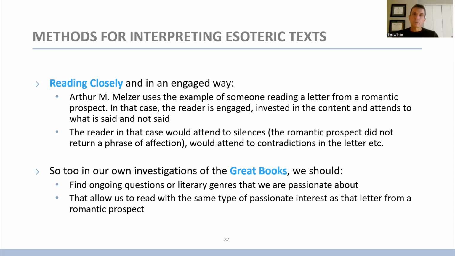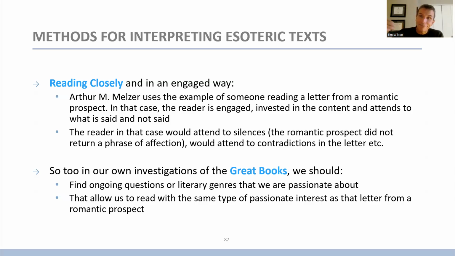So we're reading slowly, we're reading multiple times, we're looking at good commentaries, we're sticking to the literal level and using textual evidence, and we're reading closely and in an engaged way. Arthur Melzer, I've mentioned his book Philosophy Between the Lines, I believe it's called, a couple times. It's a great book on the philosophic esoteric tradition. And he uses the example of someone reading a letter from a romantic prospect. In that case, someone's reading the letter, they're engaged, they're invested in the content, and they attend to what is said and what is not said, or contradictions.